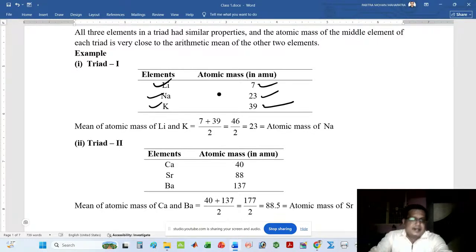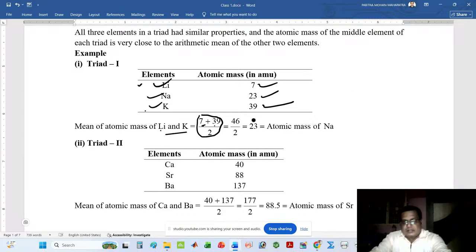If you add the atomic mass of the first element and the last element, that means I am talking about the mean atomic mass of lithium and potassium. Atomic mass of lithium is 7, atomic mass of potassium is 39. So here I can write (7 + 39) / 2. You can easily find the mean: summation of all divided by number of species.